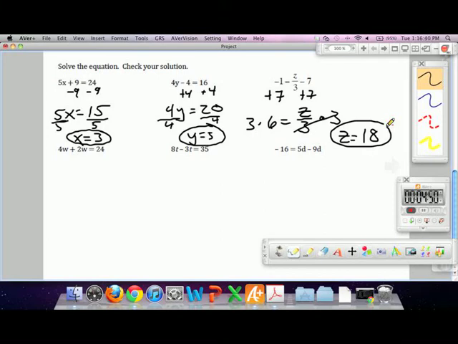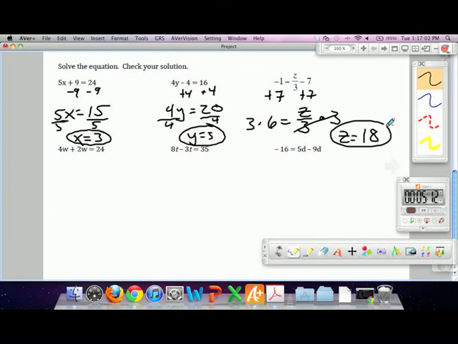Again, we'll undo adding or subtracting first. That comes at the right side of PEMDAS. So we'll add 7 to both sides, because negative 1 plus 7 is 6. Then we'll multiply by what's being divided, and go from there.